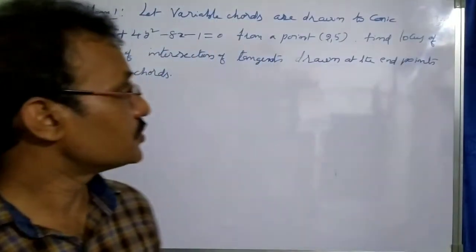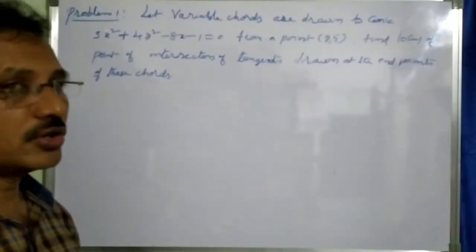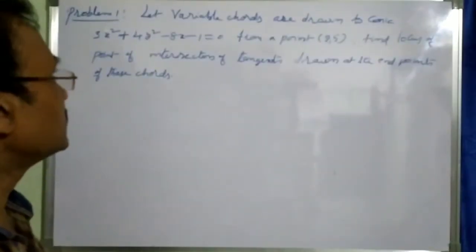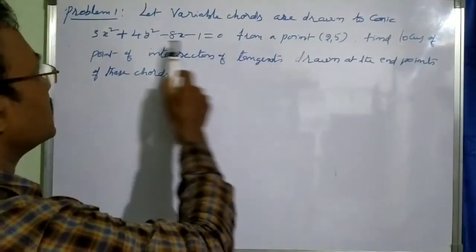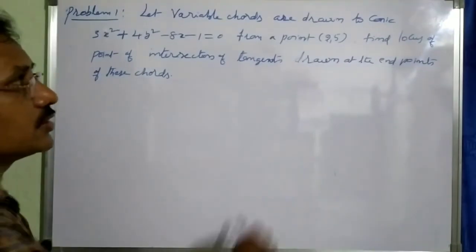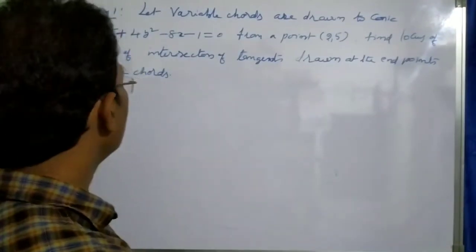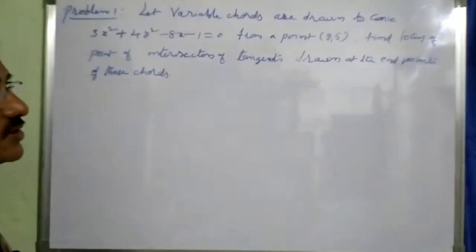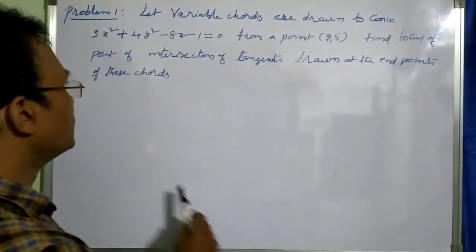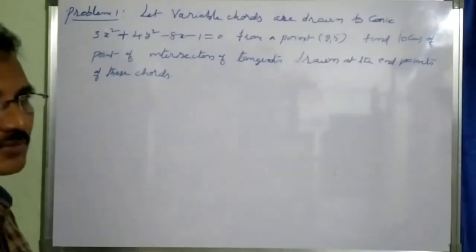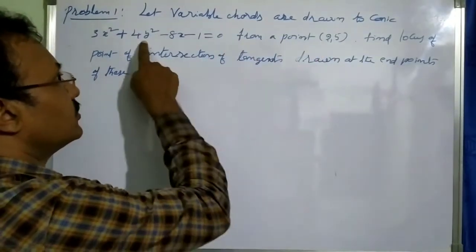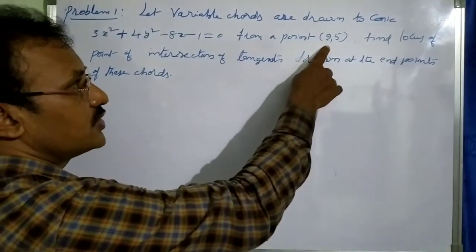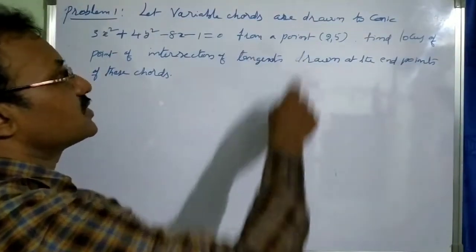This is one of the questions given on pole and polar. What is given? Let variable chords be drawn to the conic from the point (2, 5). Find the locus of the point of intersection of tangents drawn at the end points of these chords. If you understand, a point is given and a conic is given. From this point, variable chords are drawn.